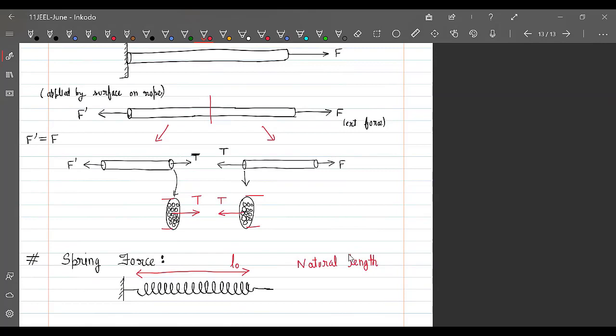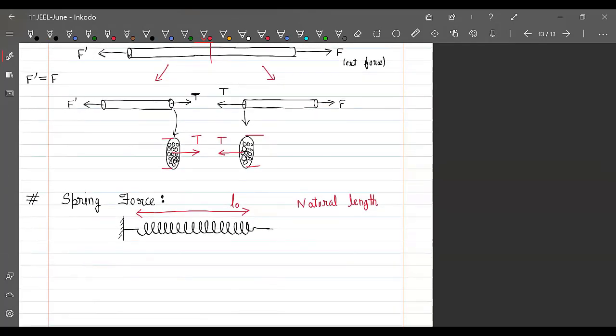But if I start applying force at this end, of course the spring will have an extension. So now the spring will be longer than its natural length.